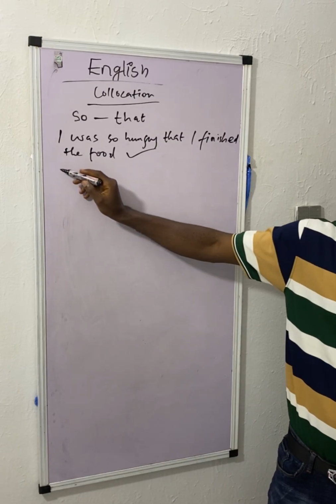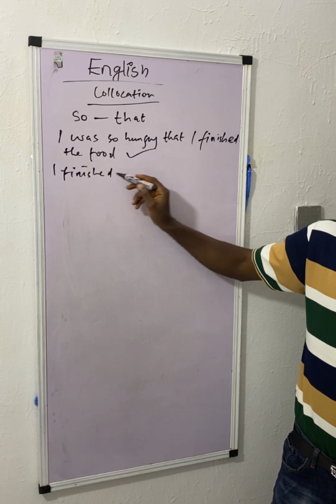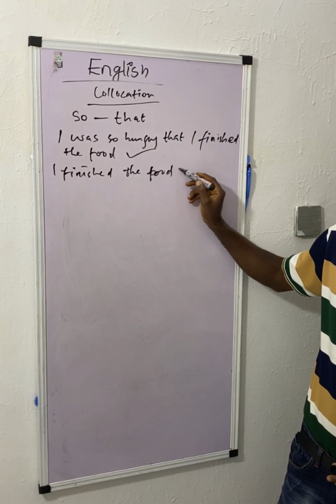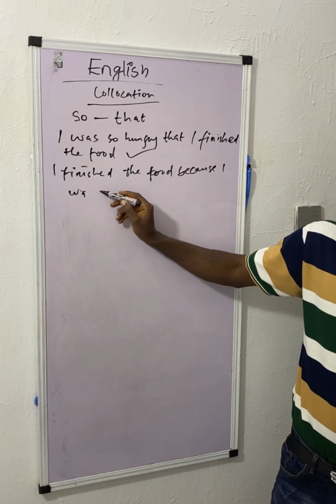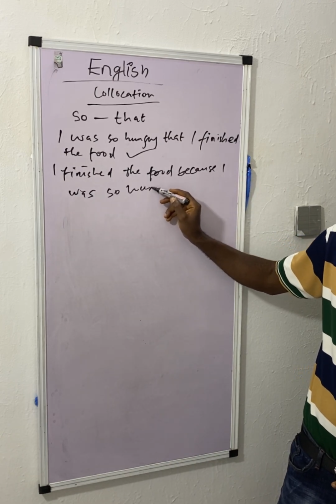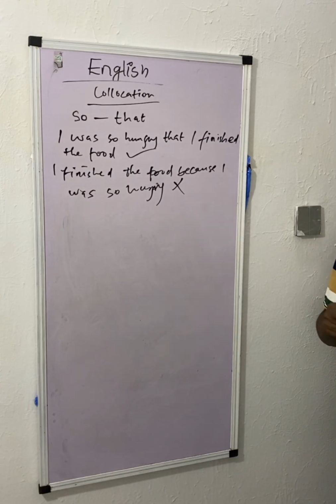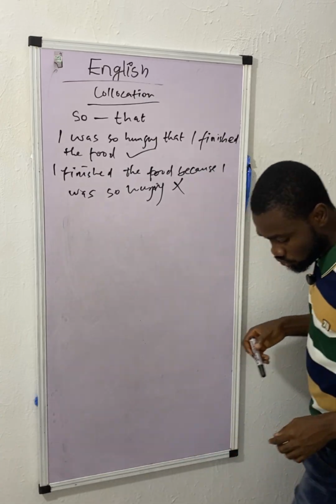This is correct. But when you now say, I finished the food because I was so hungry, this is not so correct. Because so collocates with that. When you use so, always ensure that you use that.